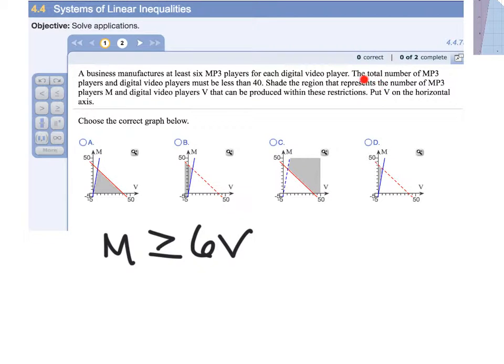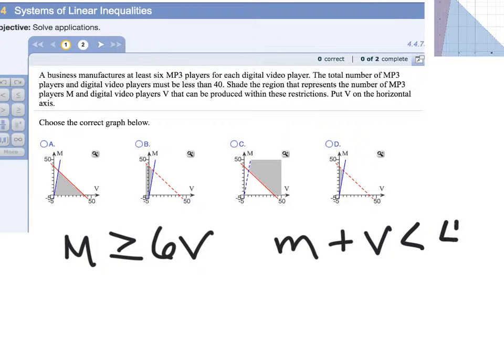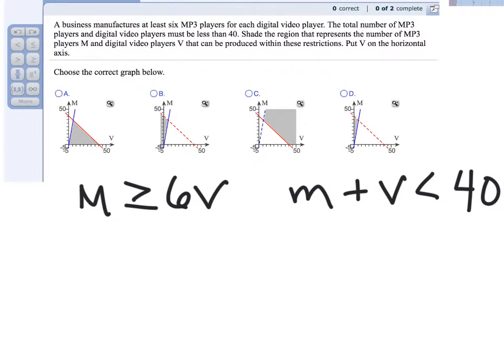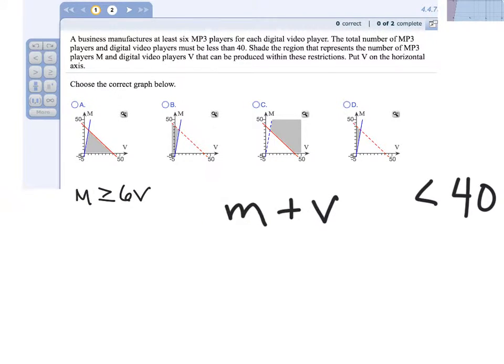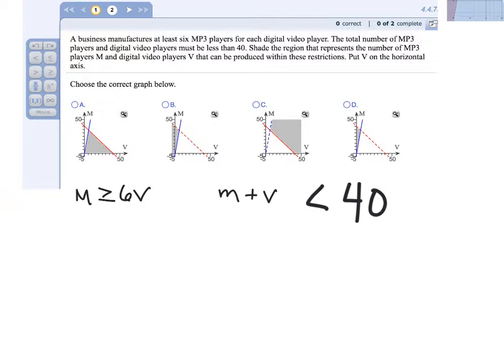Now we're going to keep reading, and it says the total number of MP3 players and digital video players must be less than 40. So that means your M's plus your V's has to be less than 40. All right? So there's our 2 inequalities. And let's shrink those down. There's our inequalities.